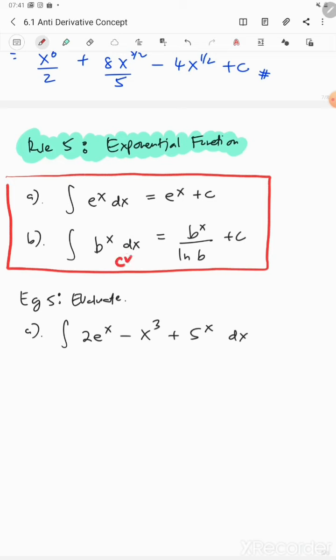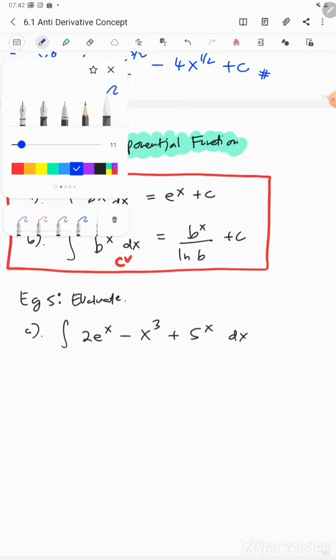Okay, c power of v. And then to solve this, you have to put like this. Okay, the formula is like this. Copy the same term for the numerator part, divide by ln b. b is a constant. So now we apply the concept in example 5.